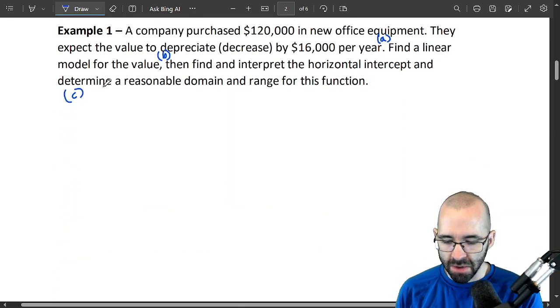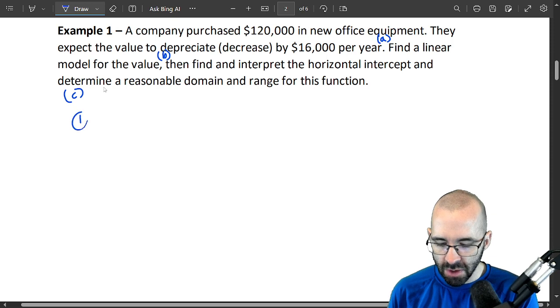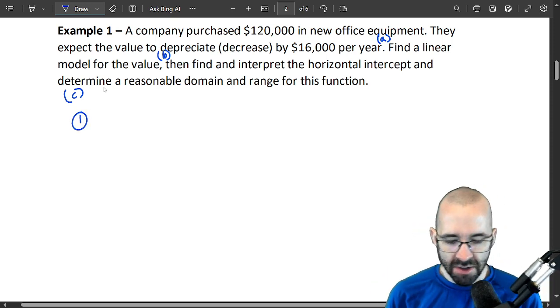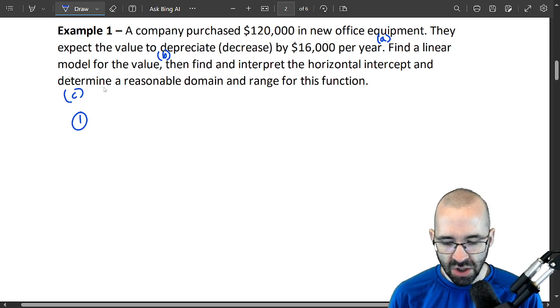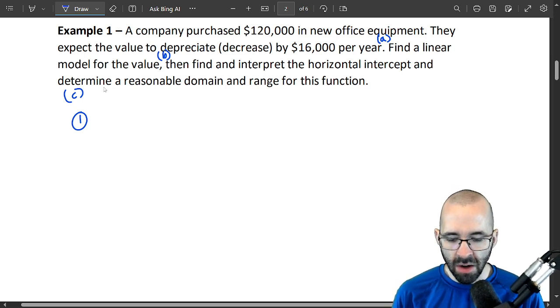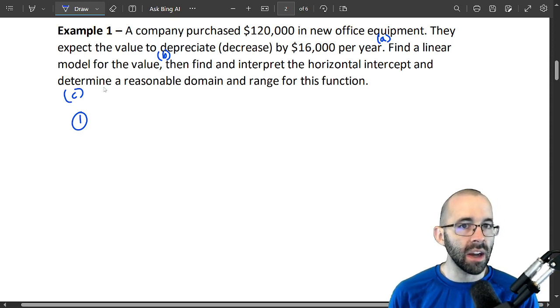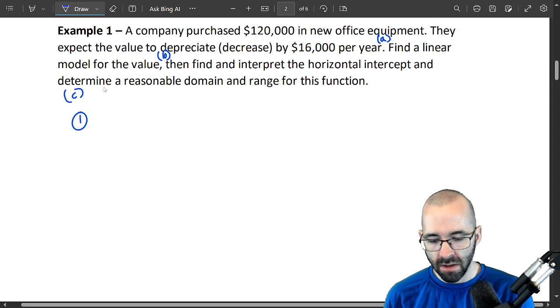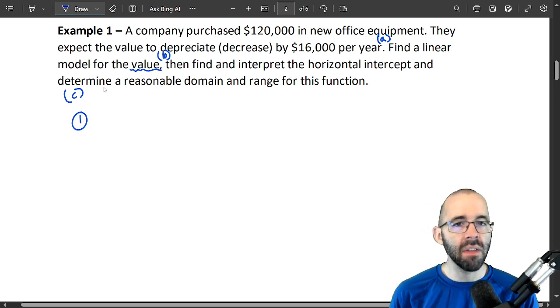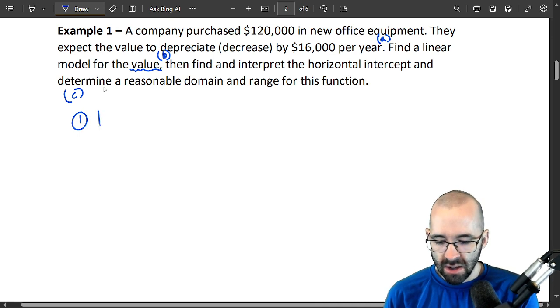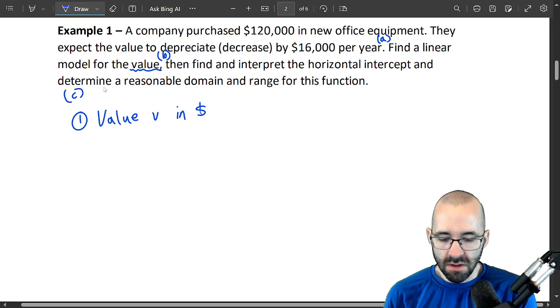So what variables do we have? Let's see. Well, we're purchasing office equipment. The value's depreciating. We want a linear model for the value. Oh, okay. So the value seems like something that we care about, right? We're curious about the value of this equipment. Let's write a variable for that. Let's say the value V in dollars.